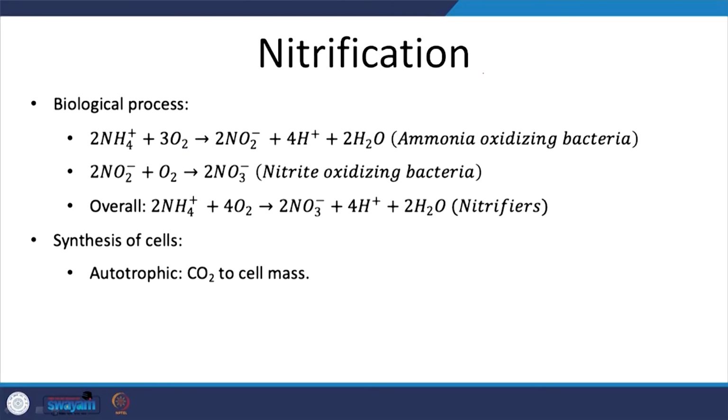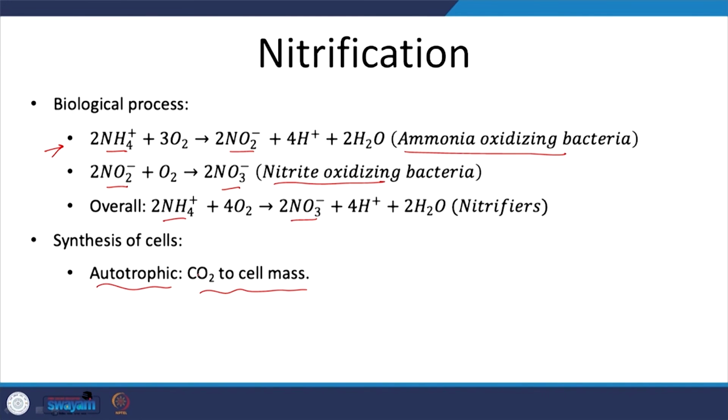So, the biological process: ammonia oxidizing bacteria oxidize ammonia to nitrite, and then this nitrite is further oxidized to nitrate by nitrite oxidizing bacteria. So overall it looks like ammonia is going to nitrate. And some of these are autotrophic, as I just discussed: CO2 provides the cell mass, so it is an inorganic source, not an organic source of carbon.